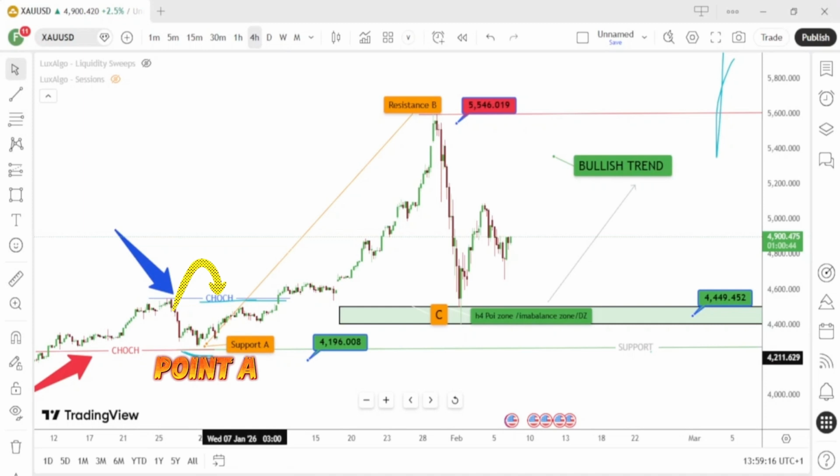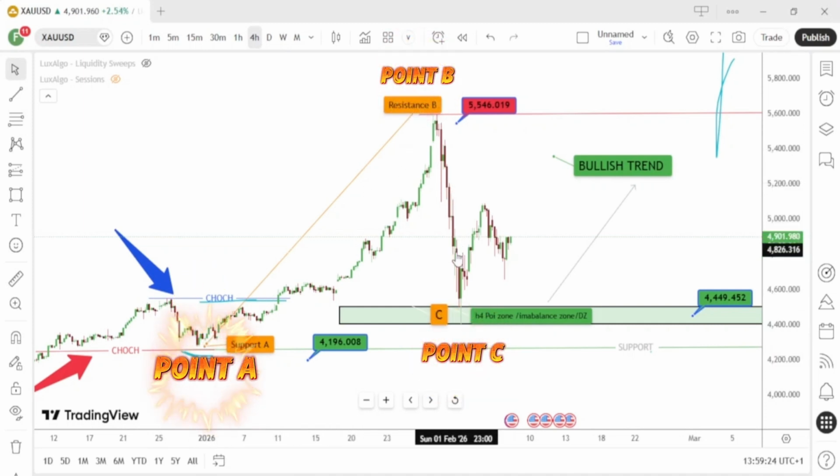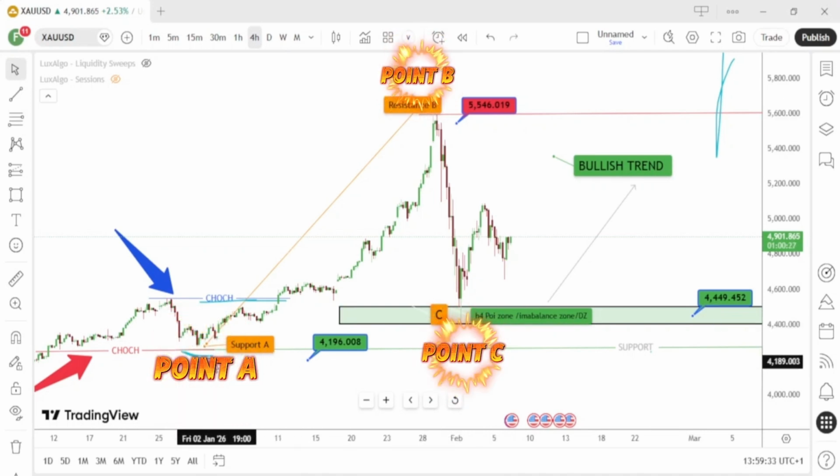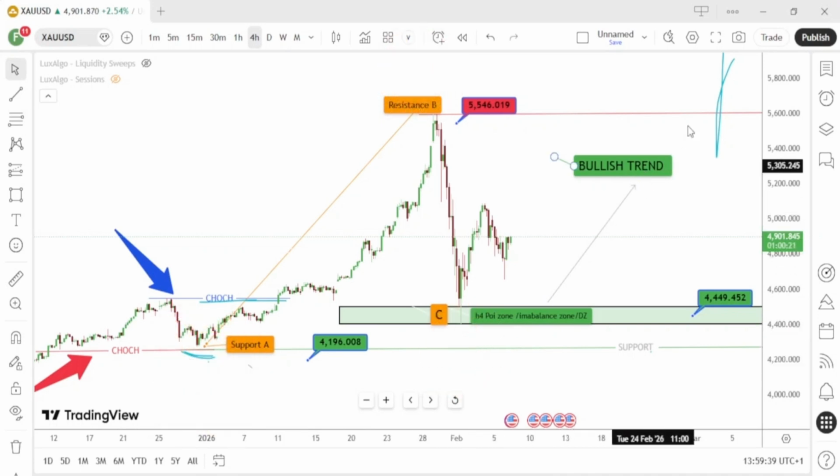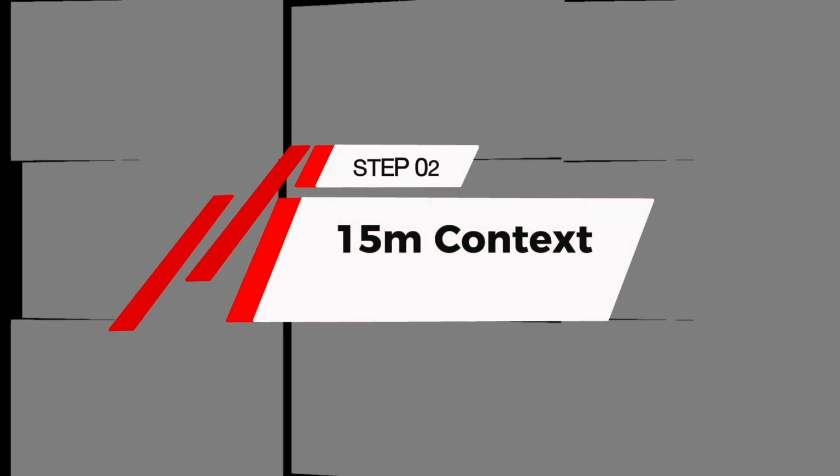Once there's a break of structure, point A is determined. Price broke and extended to B, pulls back to C. If I don't see the A, B, C, no trade. But once C is not able to take out A, then the price is still bullish.